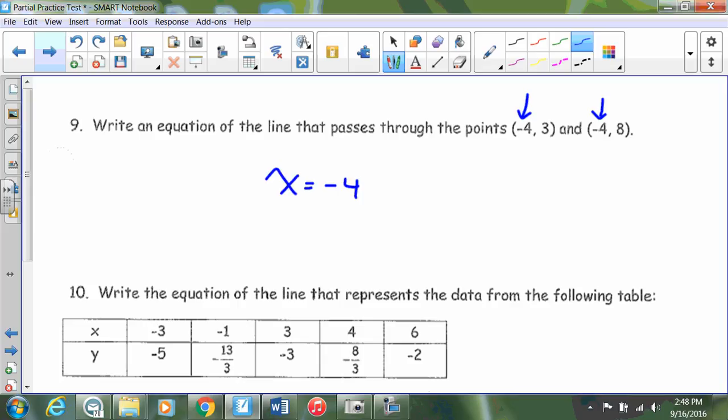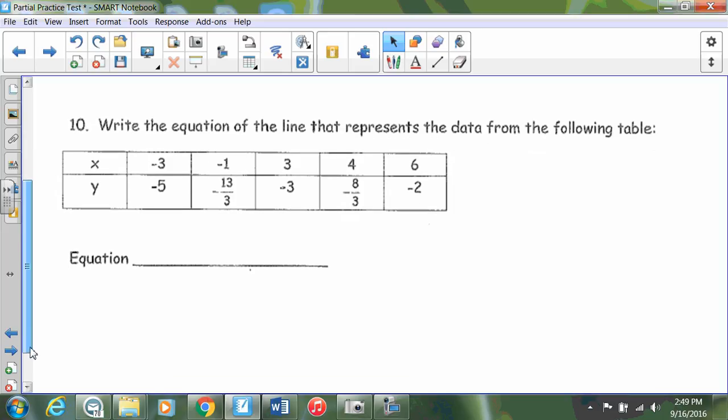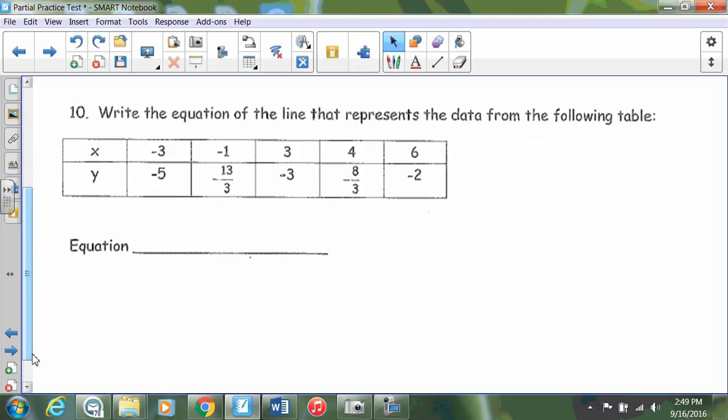There's a couple of other ways you could have done this. Besides the long way, maybe you could have graphed them, and when you connected the points, you saw that it's the line x equals negative 4. I hope we have a lot of those on the test, because those are easy and fun as long as we are observant. Okay, so here's a problem with this table.